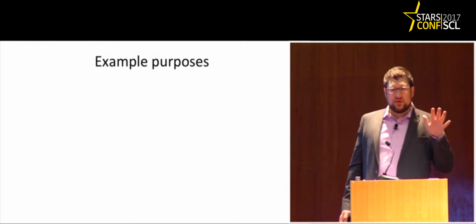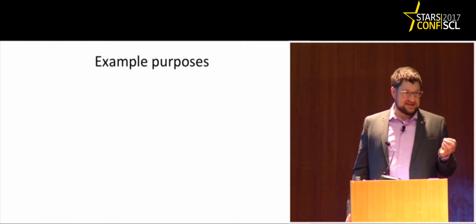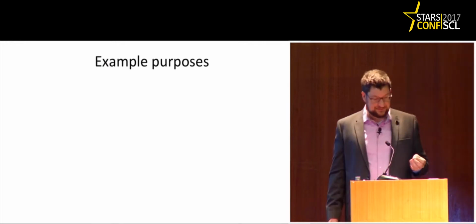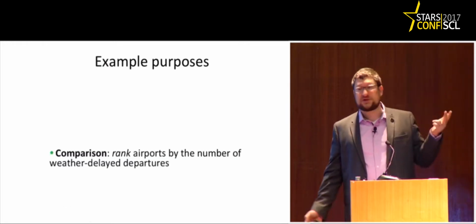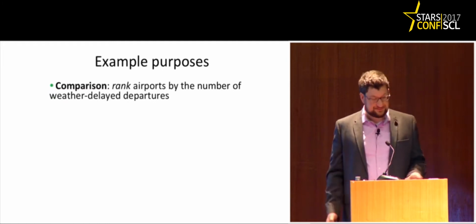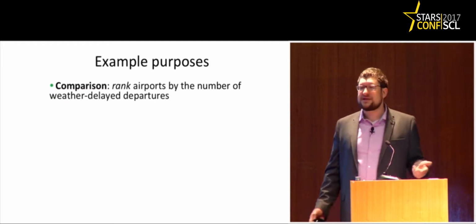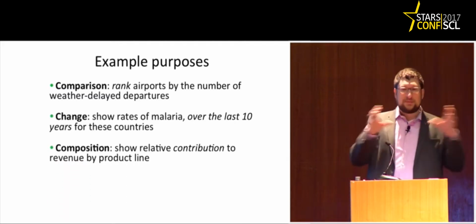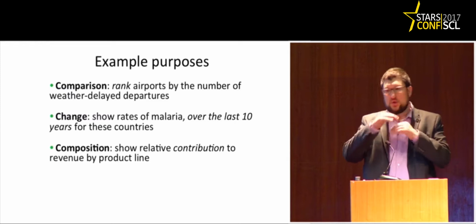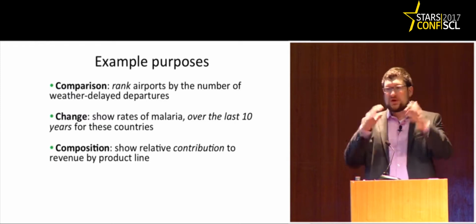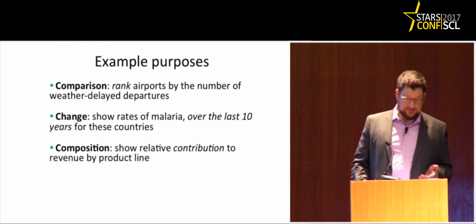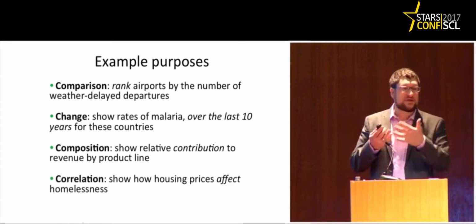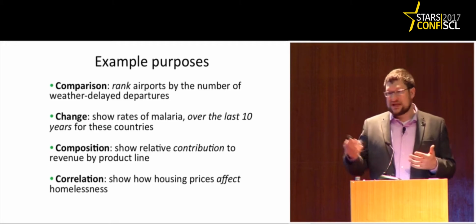There's only a few really fundamental purposes. You combine them in all different ways, but there's only a few purposes. I want to compare things. Which one's bigger, which one's smaller? I want to show how things change. I want to show composition. This is like a pie graph. Where's my budget being spent? What are all the different categories my revenue is coming from? I want to show correlation. How are these two numbers related? If I change one, does that change the other one?